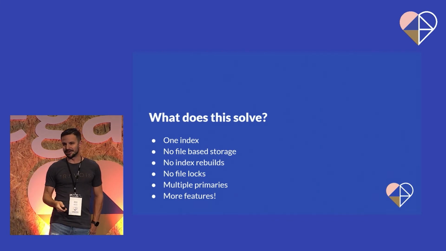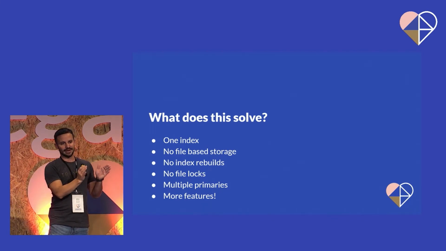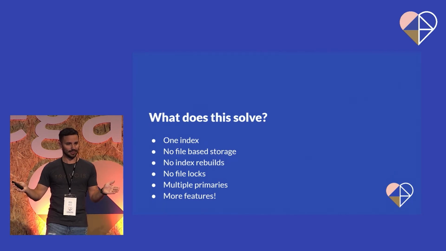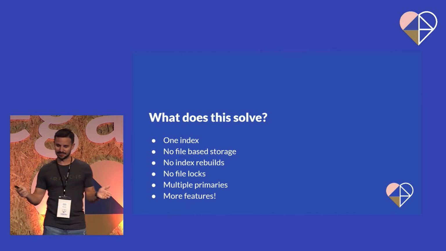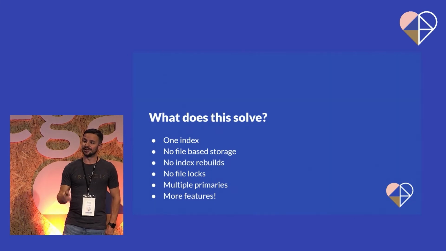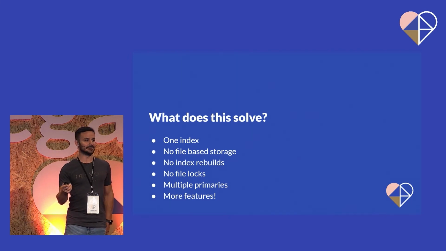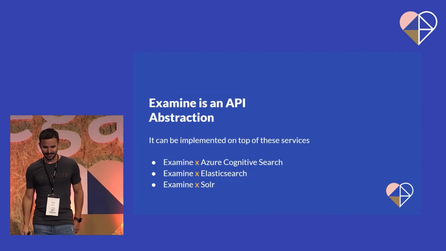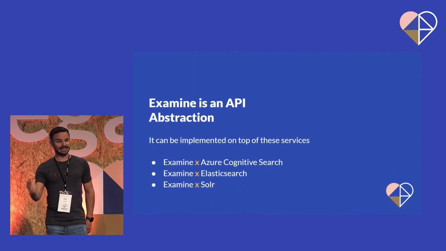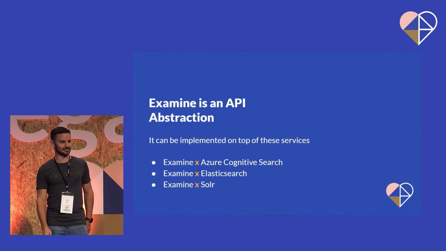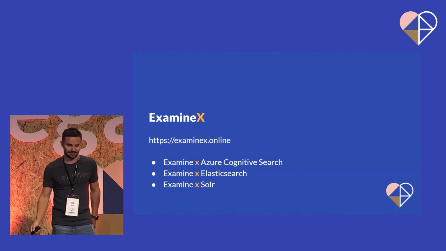And you can have multiple primaries, which means we no longer have that restriction where we have to have one primary server that does all the writes. If we did this, potentially it means that we could start load balancing the back office, which would be absolutely ideal. What's more is each of these services offer way more features than what's actually built into Lucene and what's actually built into the Examine abstraction APIs. But remember, Examine is an abstraction, and it can be implemented on any of these services, not just Lucene, because it's just an implementation detail.